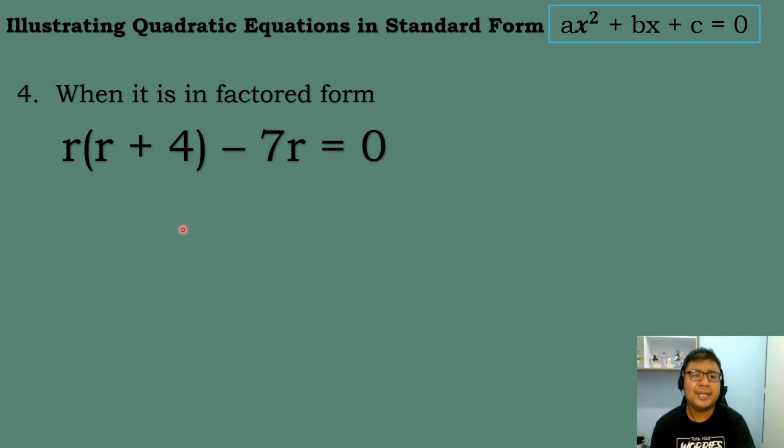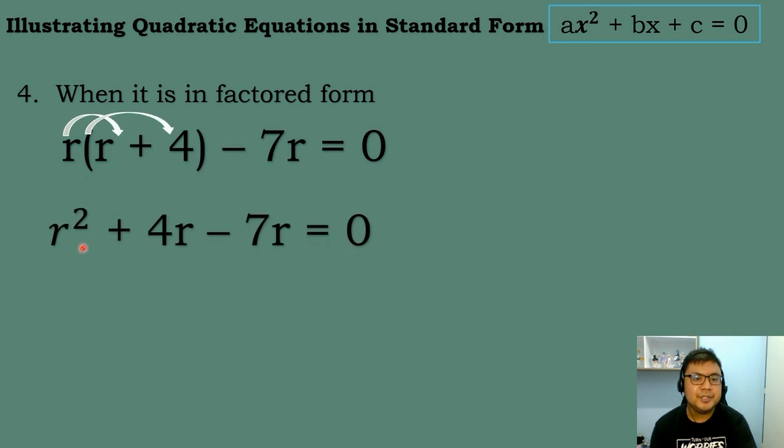Next one, for the fourth case, when it is in factored form. Makikita nyo dito sa example natin, r times the quantity r plus 4 minus 7r is equal to 0. So this is written in factored form. So paano gagawin natin? So we need to simplify it first para maging quadratic equation siya. So r times r will be equal to r squared. R times 4 will be equal to 4r. Bring down negative 7r is equal to 0.